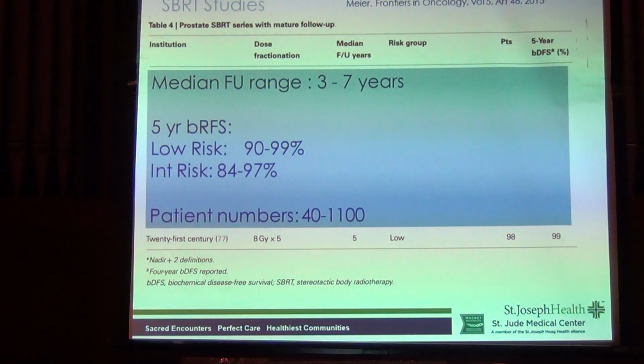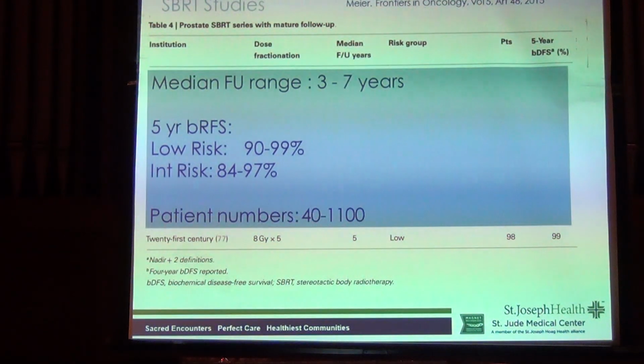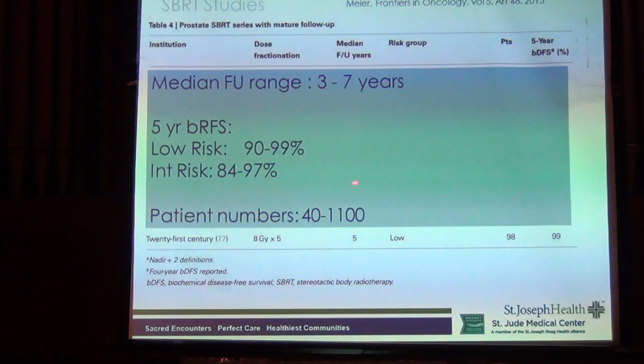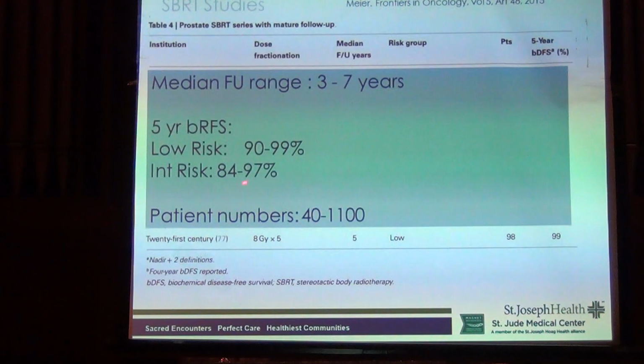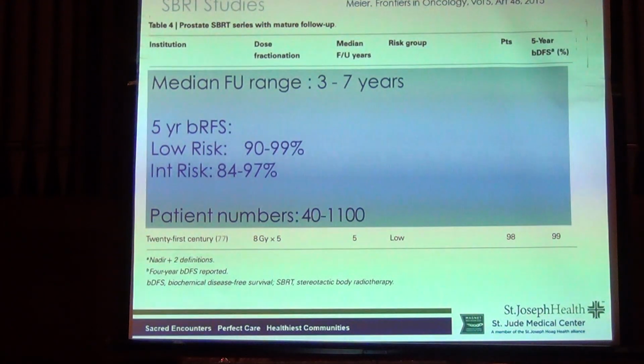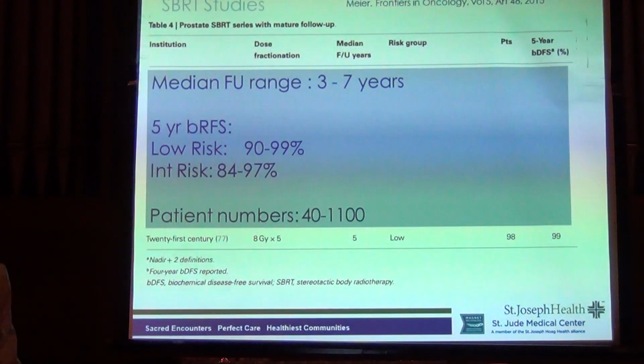Other data supported this. This was as we were going out a little bit more and more, we were starting to see higher number of patients, and now we're looking at risk categories. And you don't have to know these numbers short of saying we're in an 85 to 100% range of controlling the PSA. And that's a curative range. And this compares very favorably to a prostatectomy. And again, this is with SBRT. All I'm talking about is 5 days of radiation therapy, not the 9-week standard course.